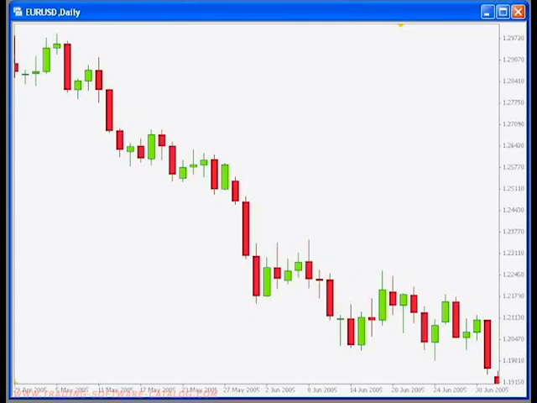Hello there. In this video we're going to see some case examples of what reversal formations, as per the candlestick formations we've been seeing on a previous video, actually look like on real forex charts. Alright, so on this first slide we are looking into the euro against the American dollar, a daily time frame.